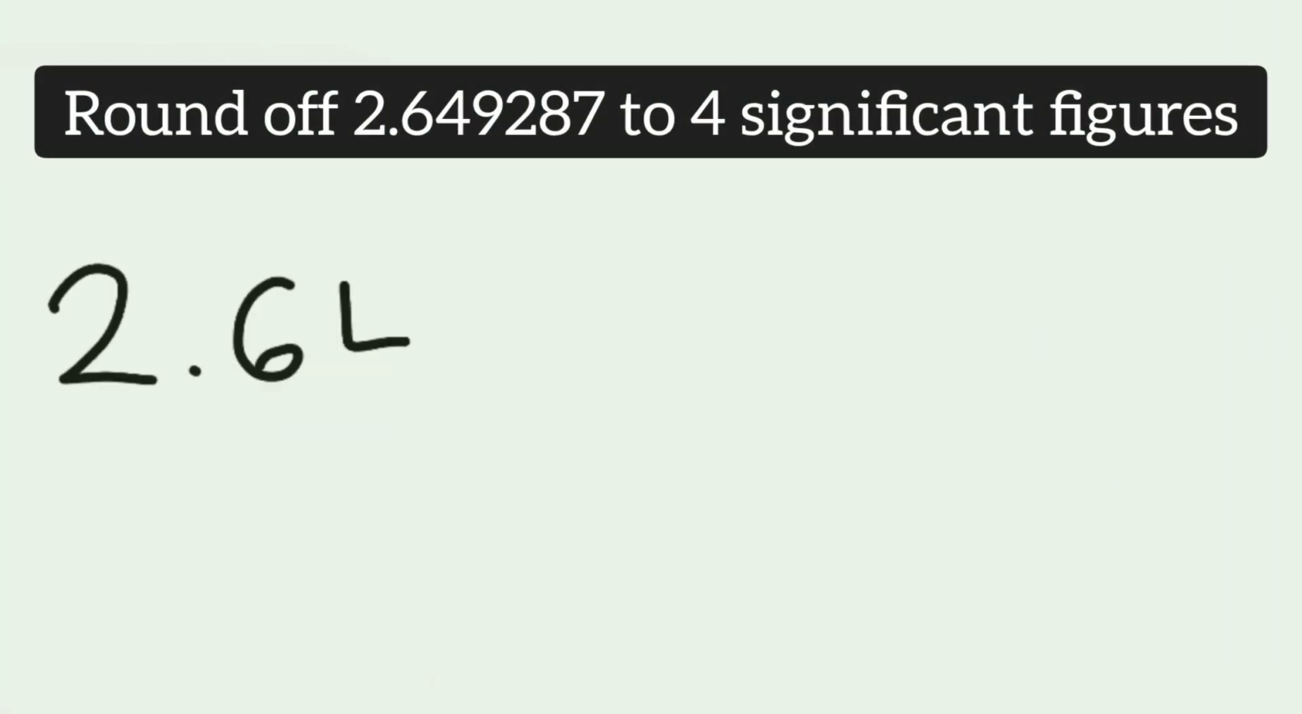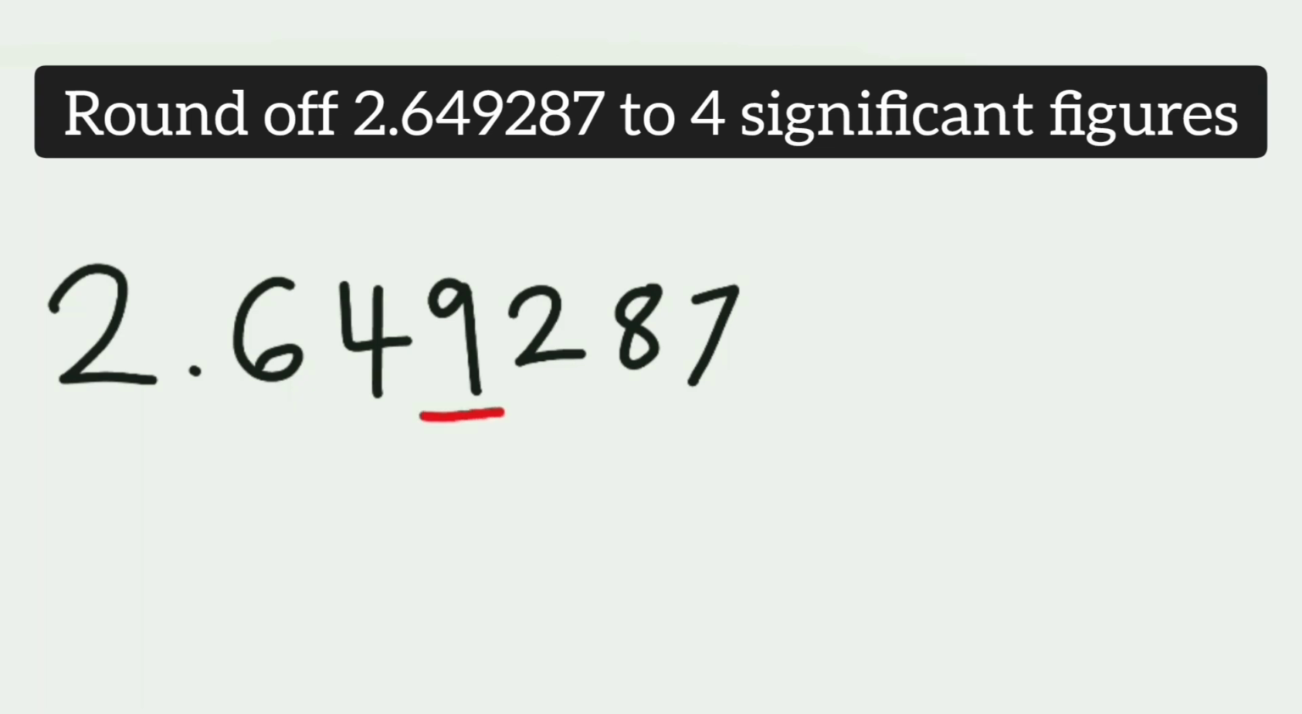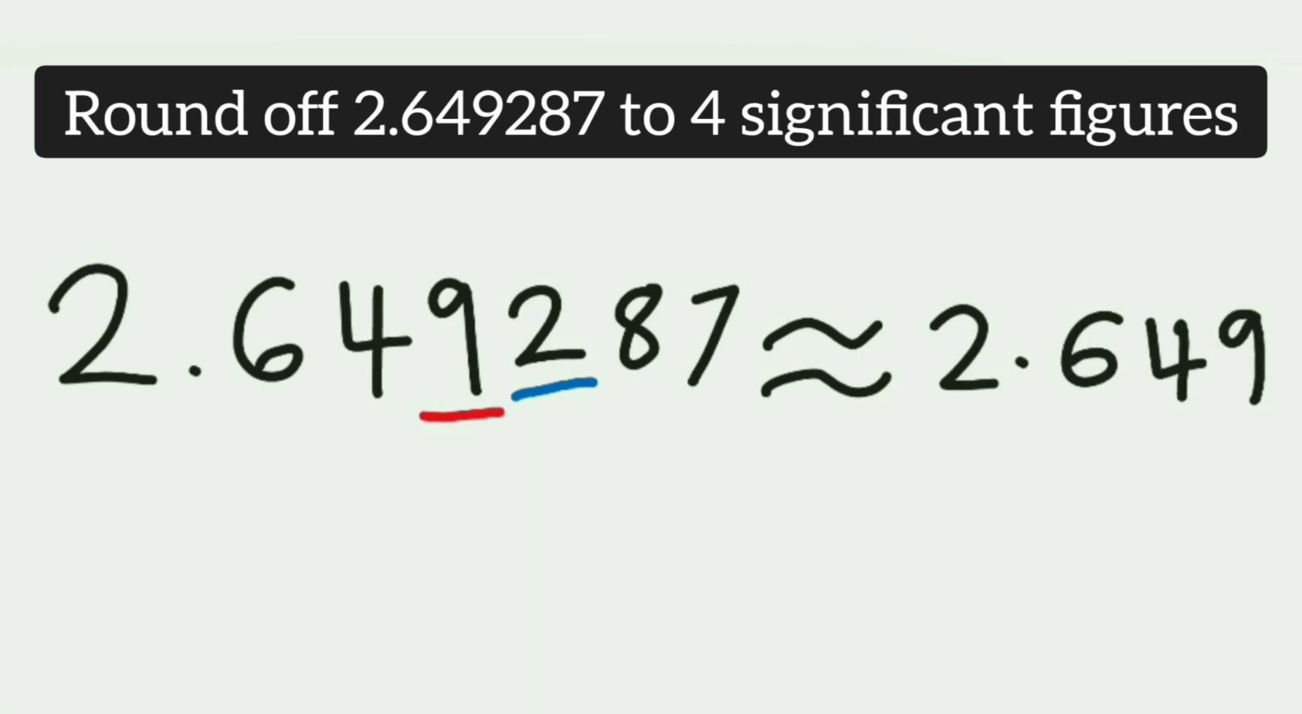Let's do some more examples. Let's say we want to round off 2.649287 to 4 significant figures. Well, we can see that the fourth significant figure is 9, which means the digit right next to that is 2, which is less than 5. Therefore, we leave the 9 as it is. And therefore, 2.649287 can be rounded off to 2.649.